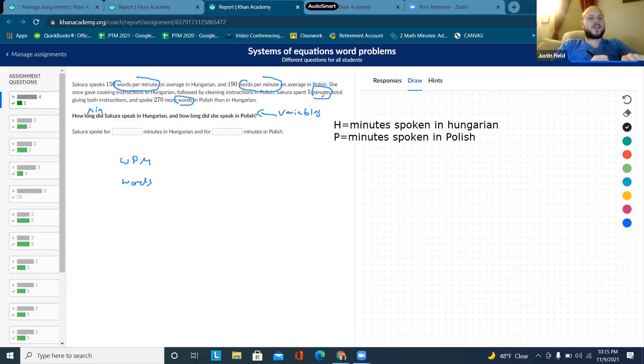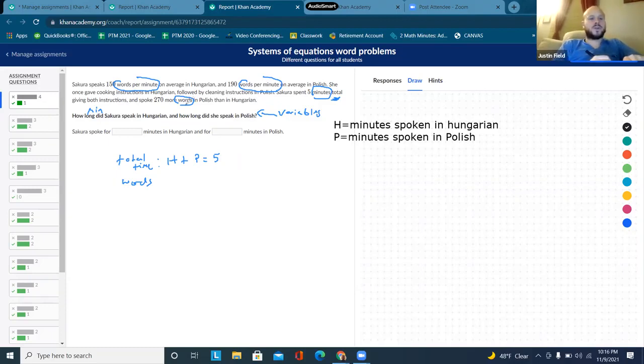I have not actually done this problem, so stick with me here. Sakura spent 5 minutes total giving both. Oh, okay, hold on. We got a total. Anytime they tell you total, that is a key. They gave you an equation. Okay, so 5 minutes total. So we're going to have a total time equation. 5 minutes total, so that's H plus P equals 5. That was easy.